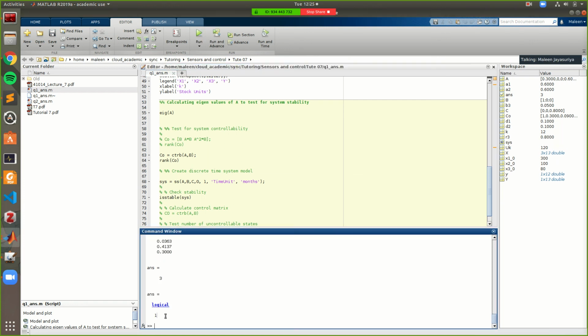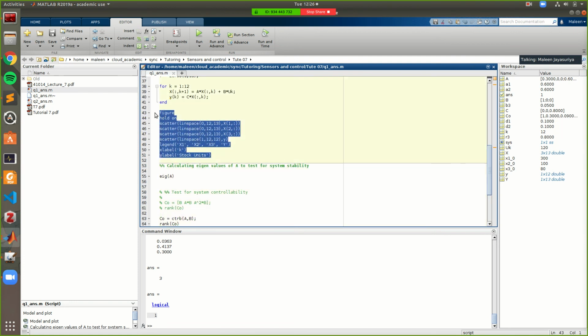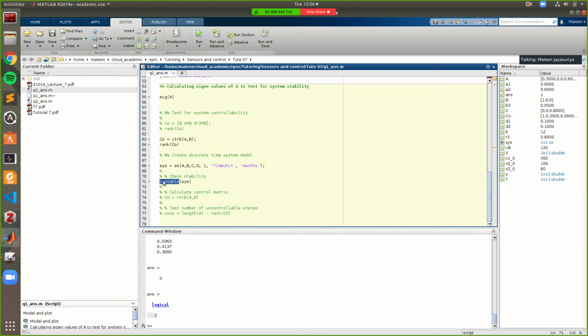The output of the isstable function is a binary value. If it's 1, it says it's stable. If it's 0, it says it's unstable. So we saw by calculating the eigenvalues that it's stable. We also saw that when we plotted out all the states of the system, it's stable. Or you could even use this isstable function to do that.